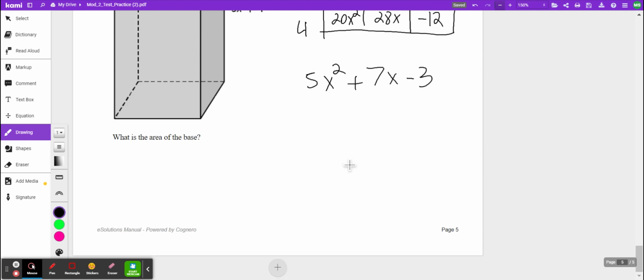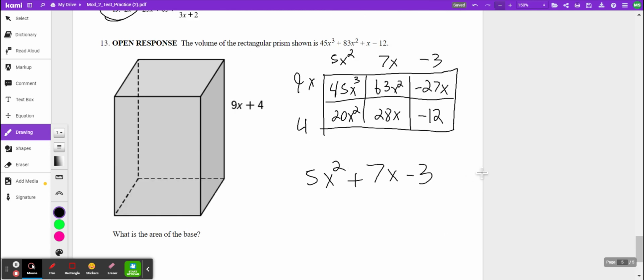Is there an answer choice, or is it just by itself? That's just by itself. And so technically it would be square units.